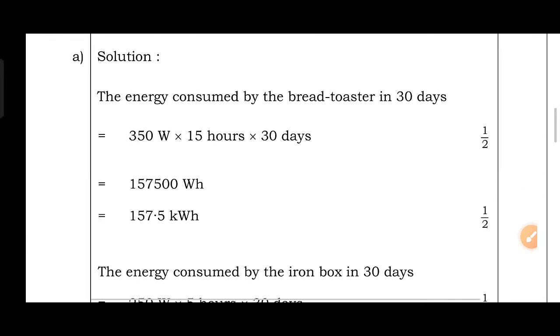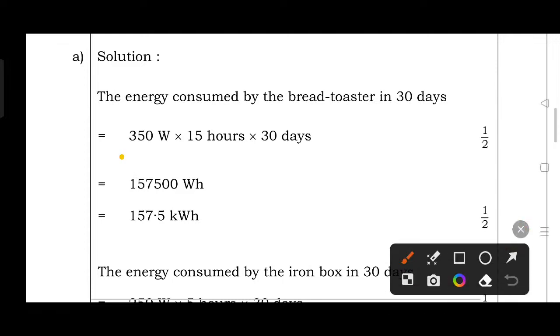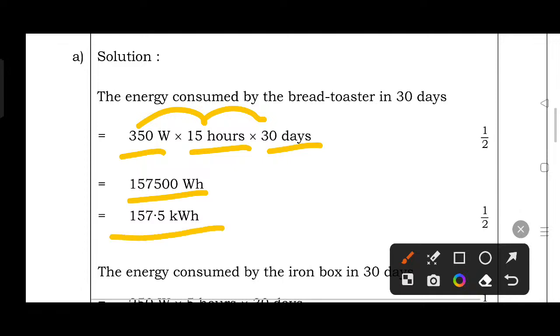The energy consumed by the bread toaster in 30 days. The bread toaster works at 350 watt daily for 15 hours. How many days? 30 days. If we multiply all these three, 1,57,500 watt hour will come. Then converted into kilowatt hour, it means 157.5 kilowatt hour. This is the energy consumed by the bread toaster in 30 days.